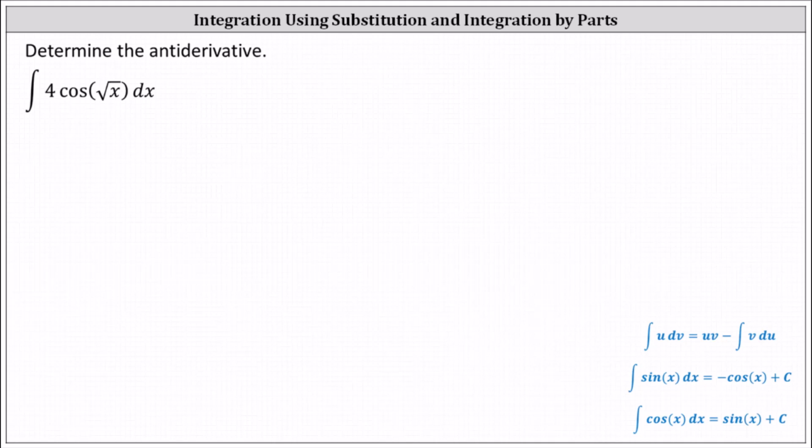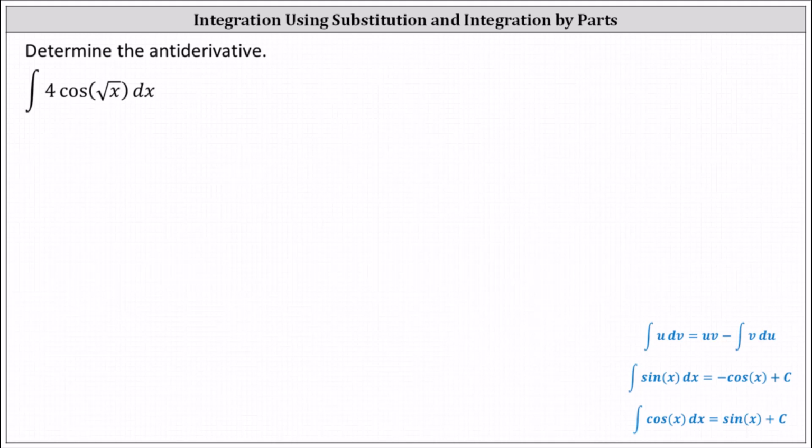We want to determine the antiderivative. We have the integral of 4 cosine square root x dx. This integral appears in the integration by parts section. It doesn't appear like an integral that requires integration by parts, but it actually does. But before we perform integration by parts, we need to perform substitution.